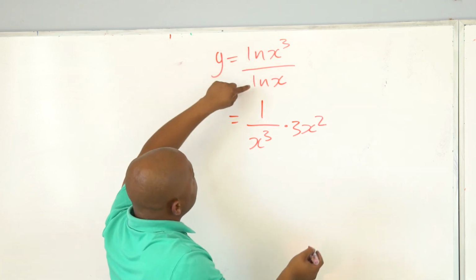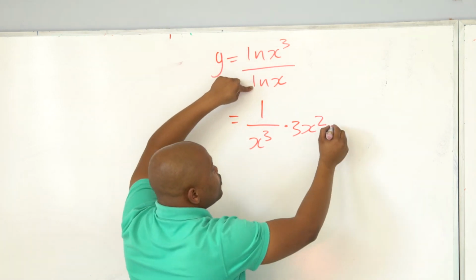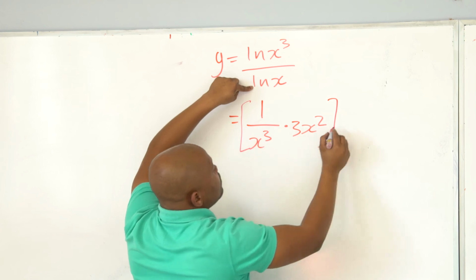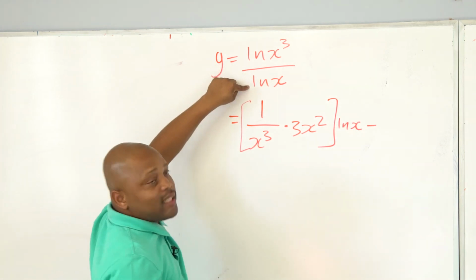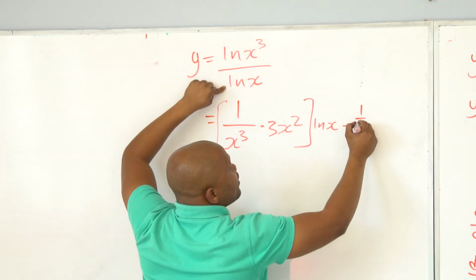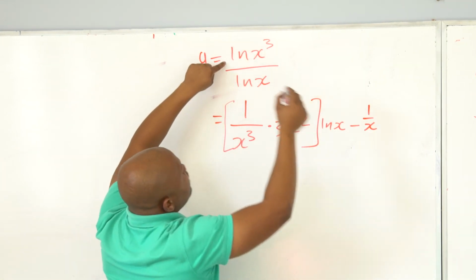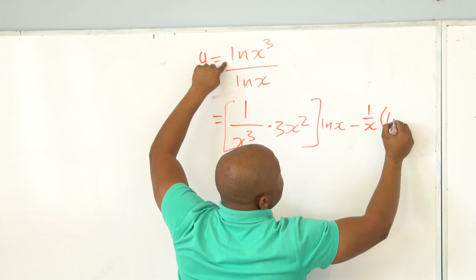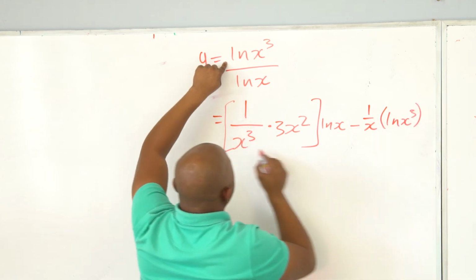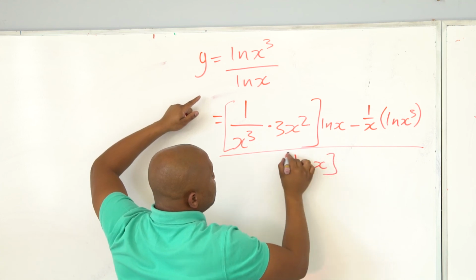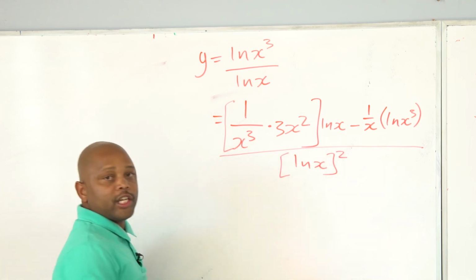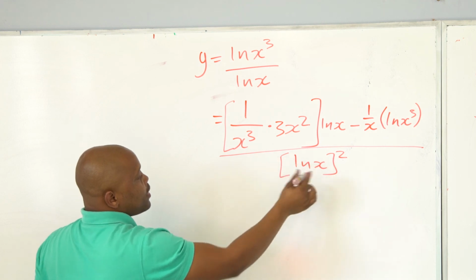And then after that, we keep the one at the bottom according to the chain rule. So it's going to be ln x and then minus, I derive at the bottom, I get 1 over x, and then I keep the one at the top, ln x to the 3. Then I divide everything by ln x, and I square it. This is the quotient rule, guys.